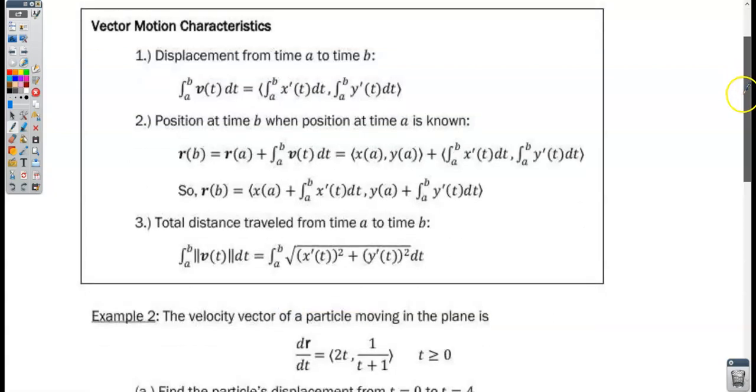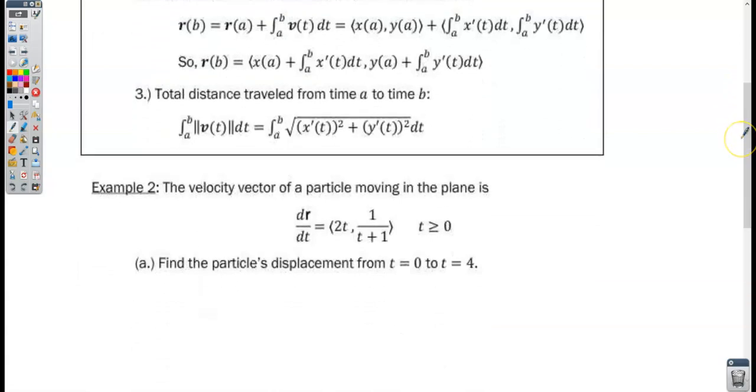All right, let's look at example 2. The velocity vector of a particle moving in the plane is dr/dt equals <2t, 1/(t+1)>. Part A: find the particle's displacement from t equals 0 to t equals 4. So the particle's displacement is just going to be the integral of the velocity function, and so we are going to integrate that from 0 to 4.